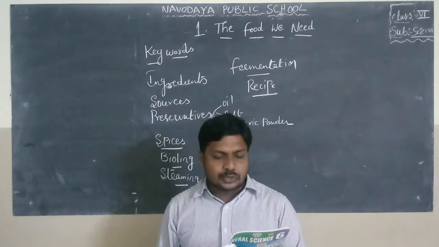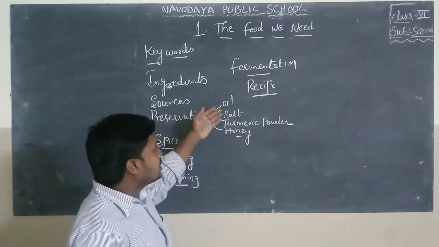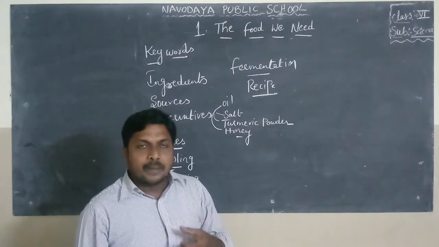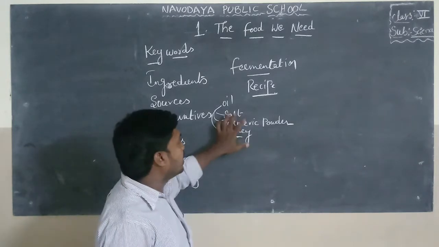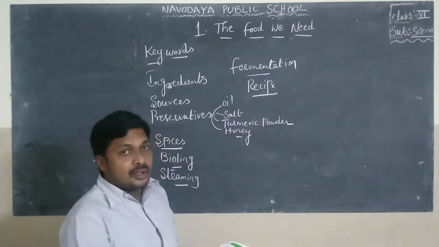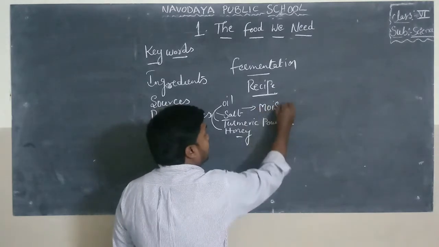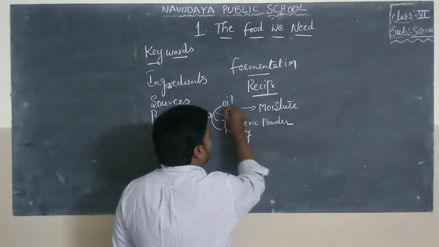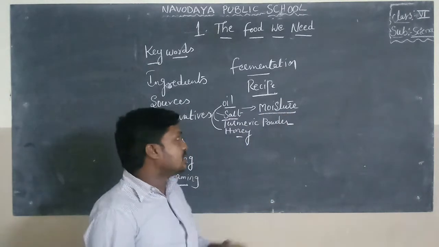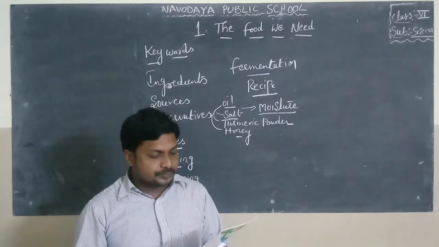We use preservatives to preserve food for some time. For example, if your mother wants to prepare pickles, she will add more oil and salt to the pickles. This oil and salt absorb moisture. Moisture means the water content in the food material. So oil and salt absorb moisture, and this helps keep pickles for a long time without spoilage.